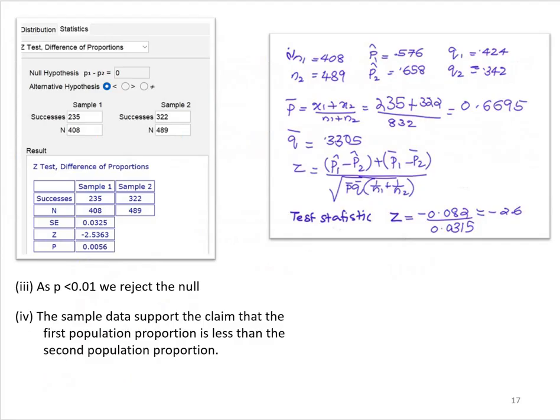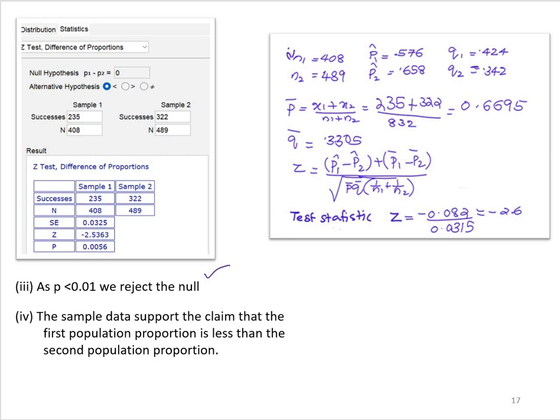So what is the final conclusion? P value is less than 0.01, that is, the P value is less than the alpha value, so we reject the null hypothesis. So we have to go with the alternative hypothesis.